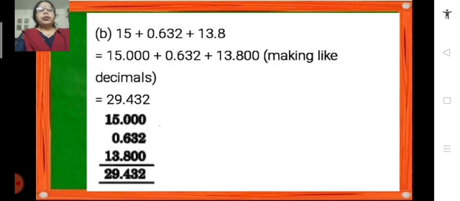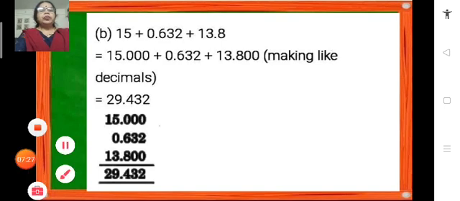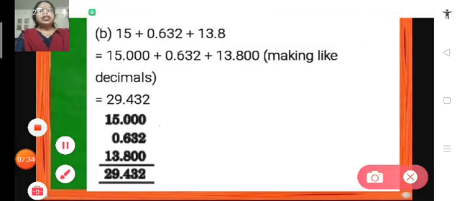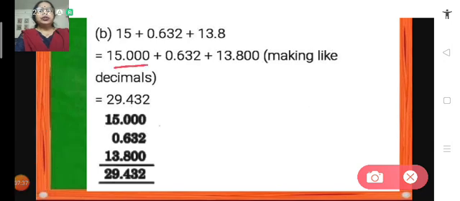Next, 15 plus 0.632 plus 13.8. So we can write 15 as 15.000, isn't it? Because the maximum number of decimal places we have is 3. So in order to make them like decimals, we can write 15 as 15.000 plus 0.632 plus 13.8 we have written as 13.800.